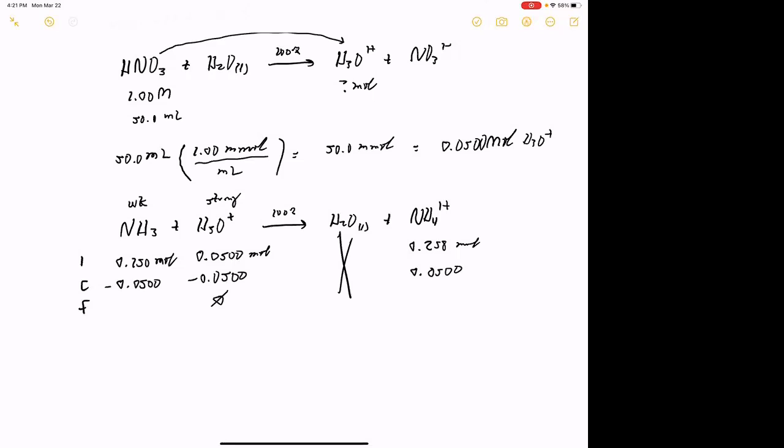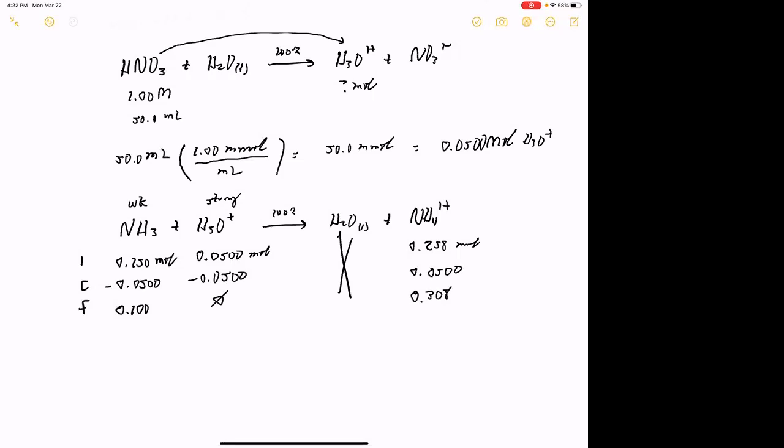Then if I do that, I get what? 0.2, is that right? Or is it 0.1? What do I get? 0.150 minus... yeah, it should be 0.1. And what do I get here? 0.258 plus 0.0500, so I end up getting 0.308.